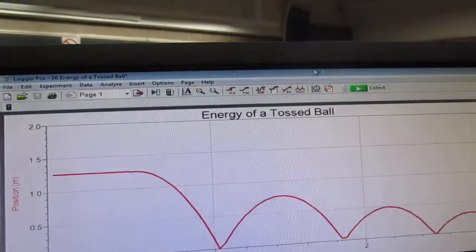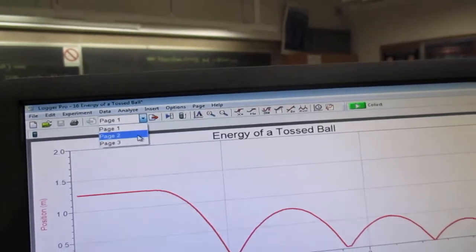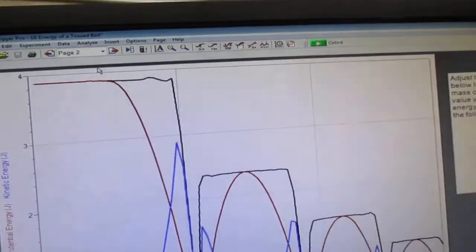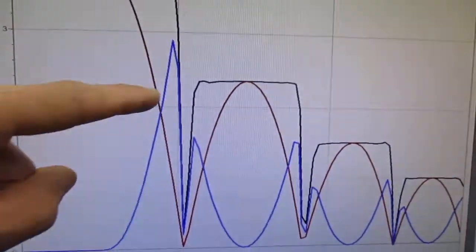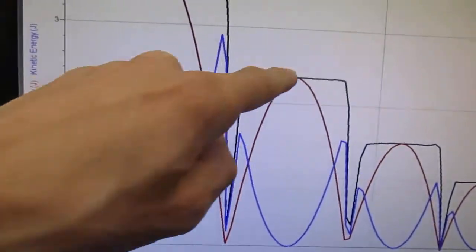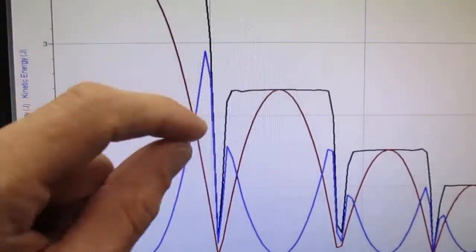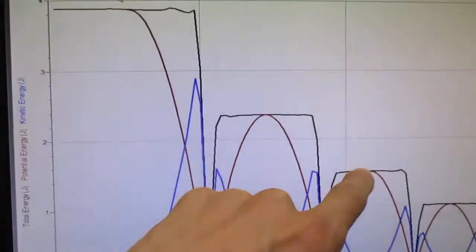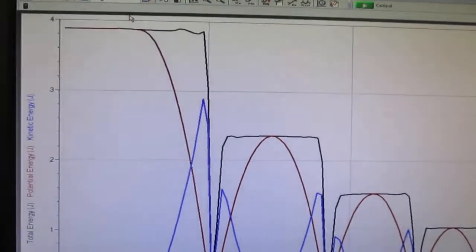Now the whole goal of this experiment was to observe conservation of energy. What we observe on this second part of the graph, this black line, is giving us our total energy. So energy is conserved within each bounce, but it does drop from one bounce to the next due to the loss of energy in the impact.